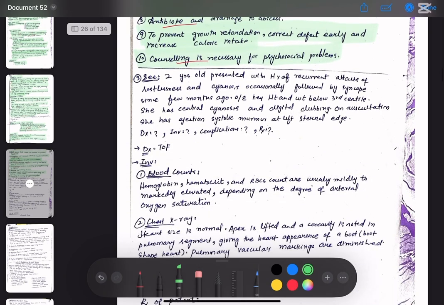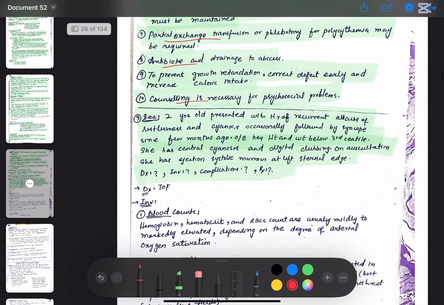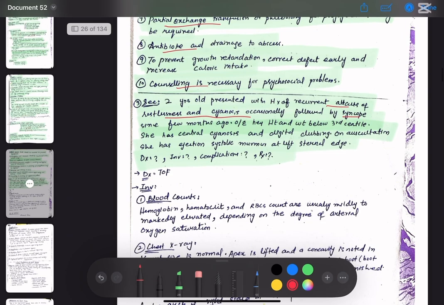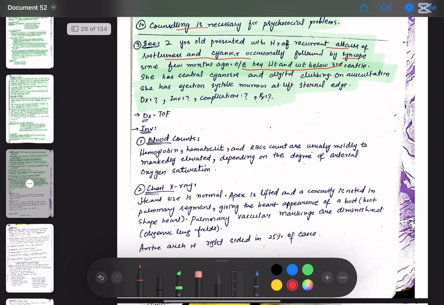Now another scenario is that there is a 2-year-old presented with a history of recurrent attacks of restlessness and cyanosis, occasionally followed by syncope since a few months ago. On examination, her height and weight are below the third centile, and she has central cyanosis and digital clubbing. On auscultation, she has an ejection systolic murmur at the left sternal edge. These are the clinical features: recurrent attacks of restlessness and cyanosis followed by syncope, and she is also malnourished, that is, height and weight below the third centile, with central cyanosis and clubbing, and a systolic murmur.